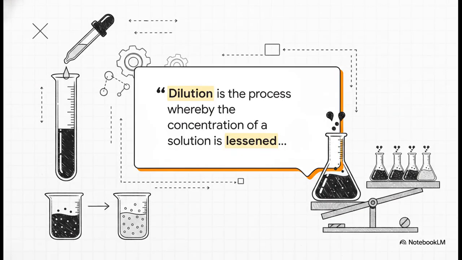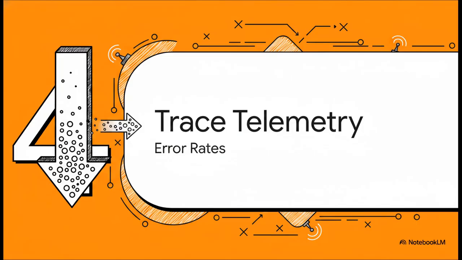To summarize this mechanism, our source text notes, and I quote, "Dilution is the process whereby the concentration of a solution is lessened by the addition of solvent. The real key takeaway here is about maintaining absolute volumetric precision. When you standardize your stock solutions, you're setting up a totally reliable base so that all your future downscaled deployments execute flawlessly." Which leads us to Section 4, Trace Telemetry and Error Rates.